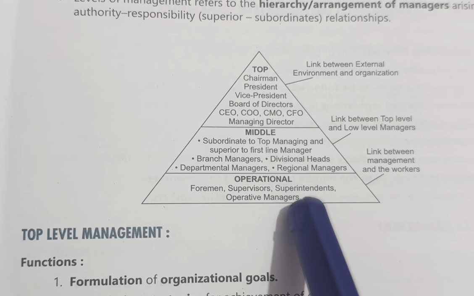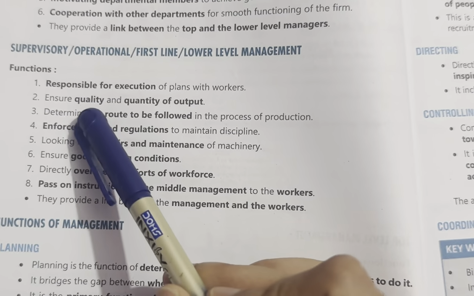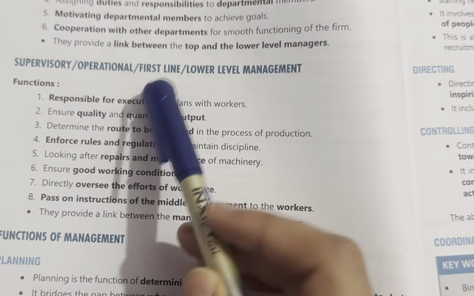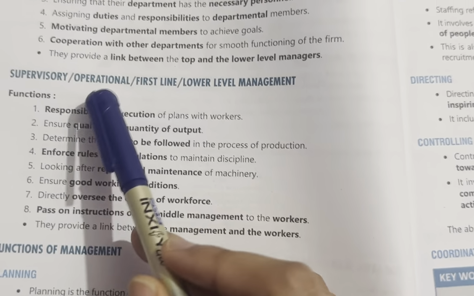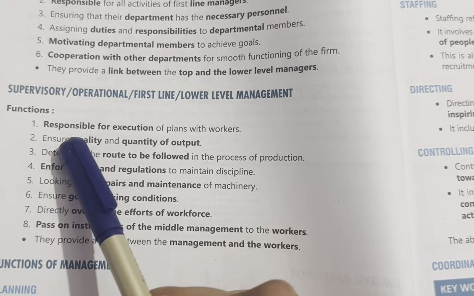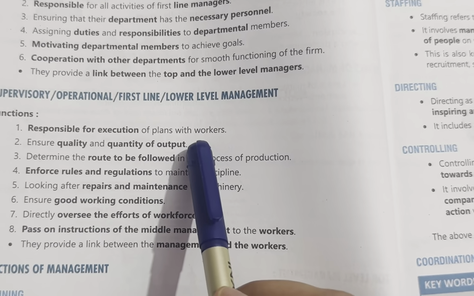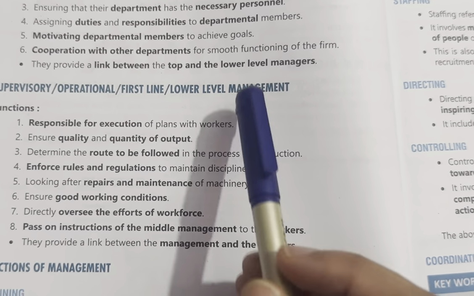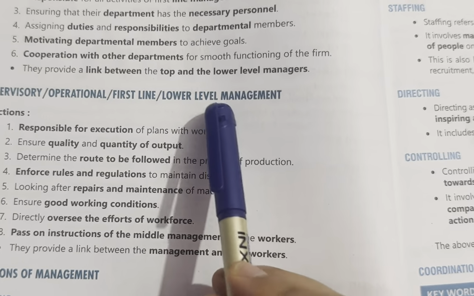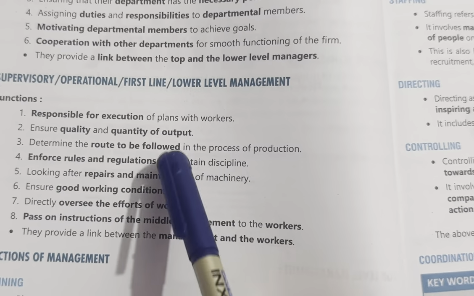Now let's see the function of operational level. First function: lower level management is also called first line, operational and supervisory management. Their function is being responsible for execution of plans with workers, means it's the responsibility of lower level managers to execute the plans through workers.